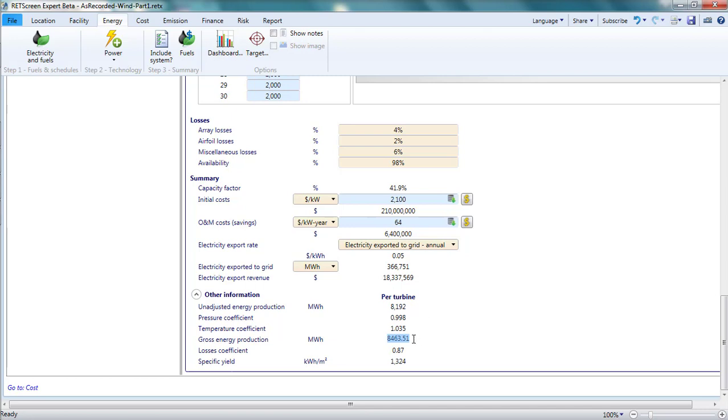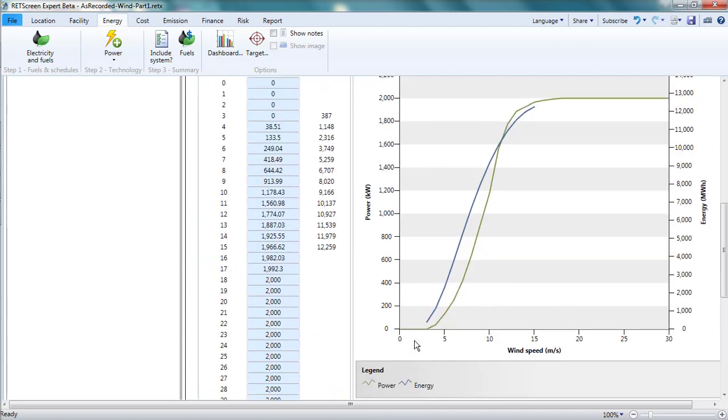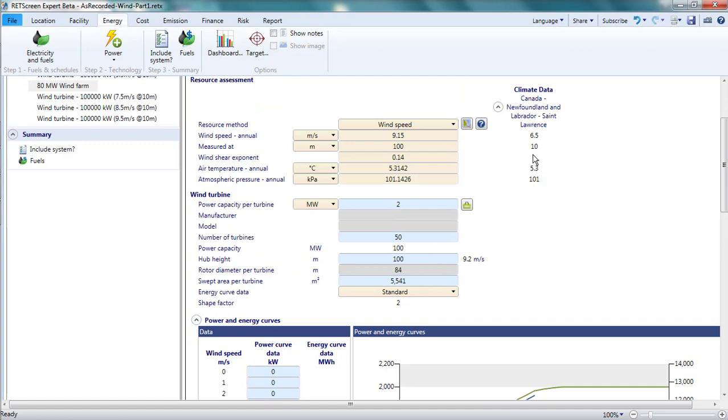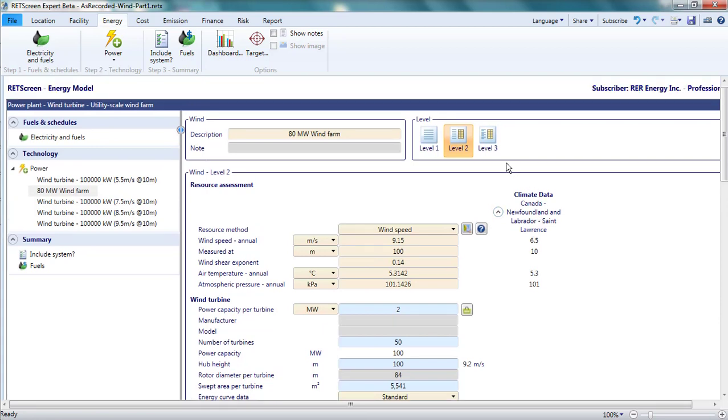I'll use these annual average values for temperature and pressure for now, but you may be wondering whether it is reasonable to ignore the month-to-month variation in the atmospheric pressure and air temperature. We'll return to this question in part 3 of this video, when we look at a level 3 analysis.